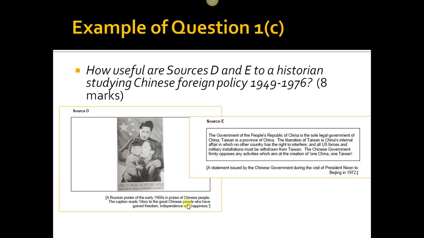Now, we've seen President Nixon had gone there, relationships were getting better, okay? But if I go into my answer, you can see this is studying Chinese foreign policy.